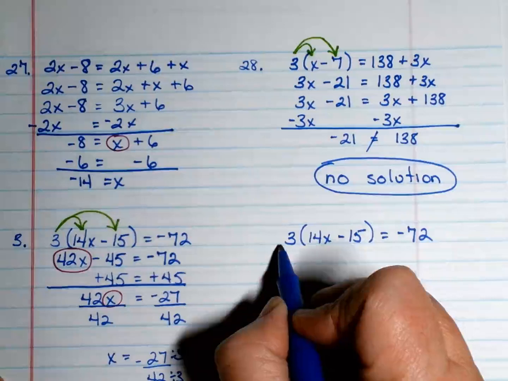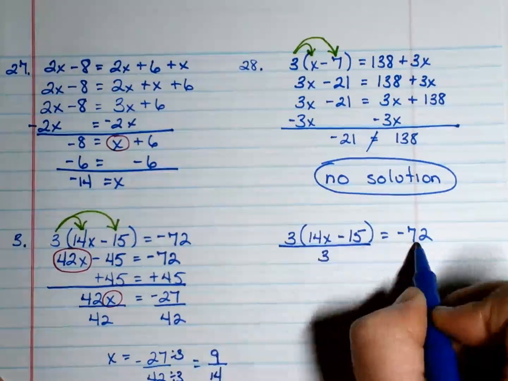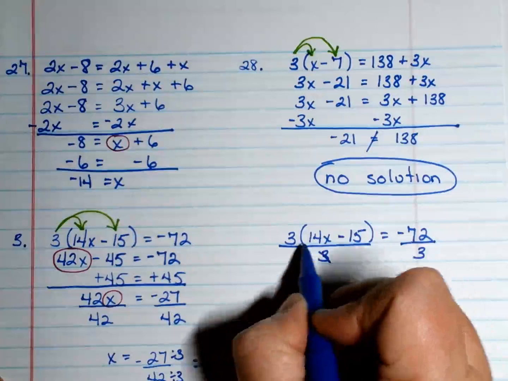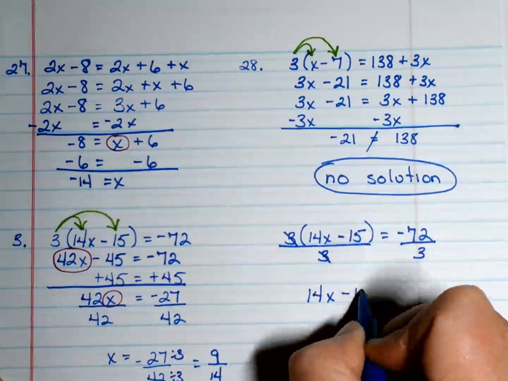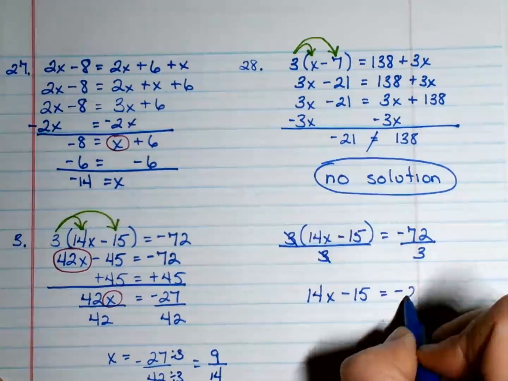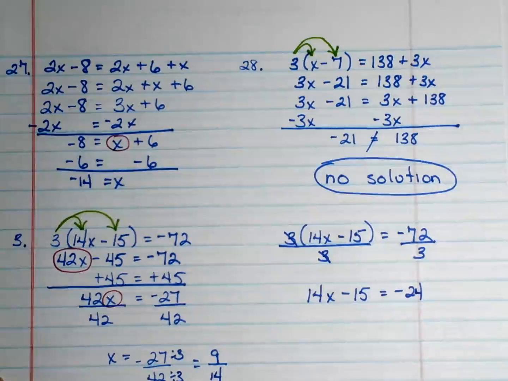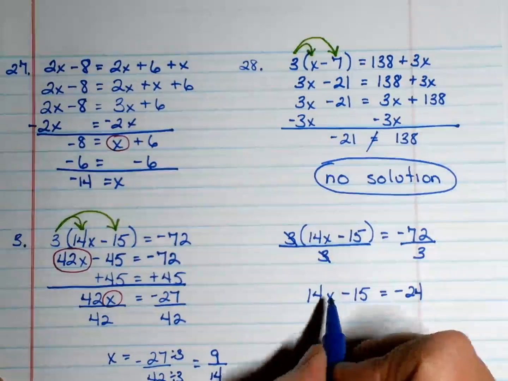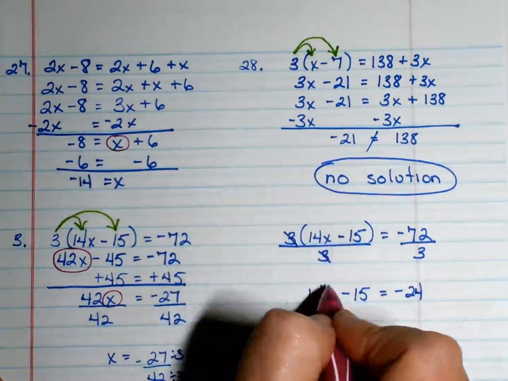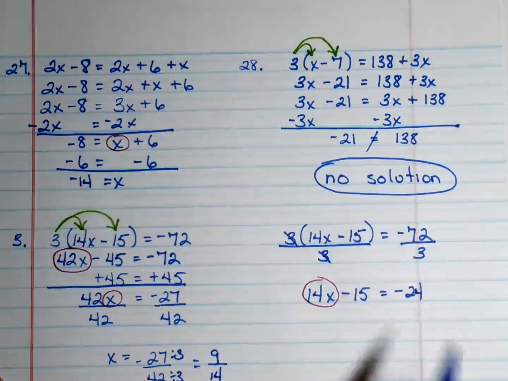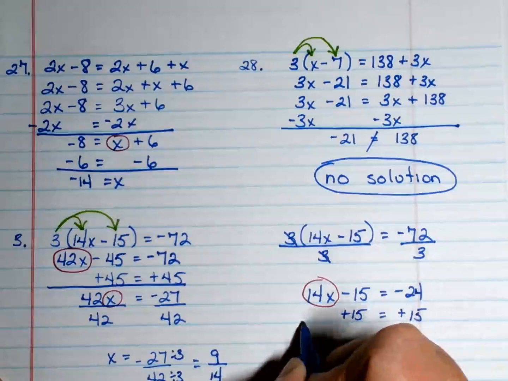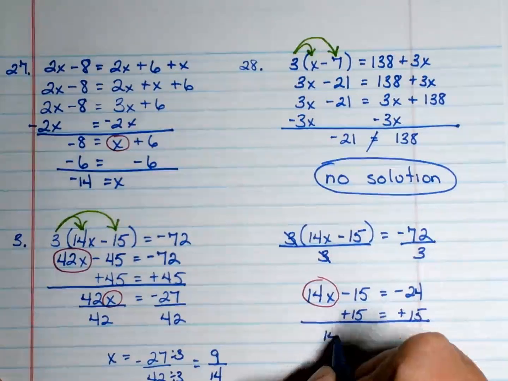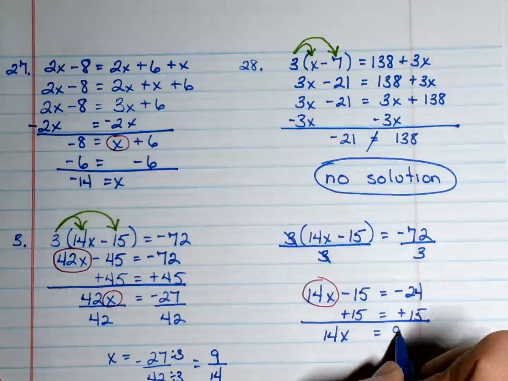So I can go ahead and divide both sides by 3. So these 3 cancel out. So I'm left with 14x minus 15 equals negative 24. Okay, you with me? You see what I did? Okay, so now I have to get 14x by itself. So I'm going to add 15 to this side and add 15 to this side. And I wind up with 14x equals negative 9.